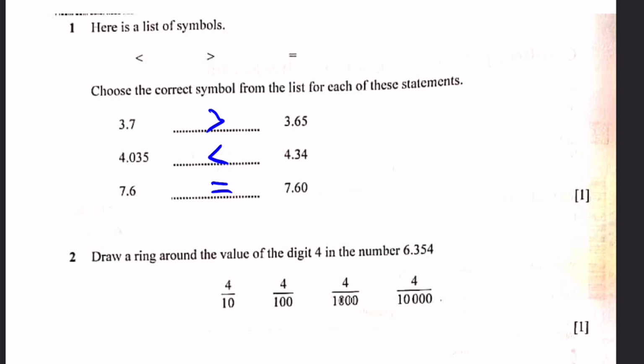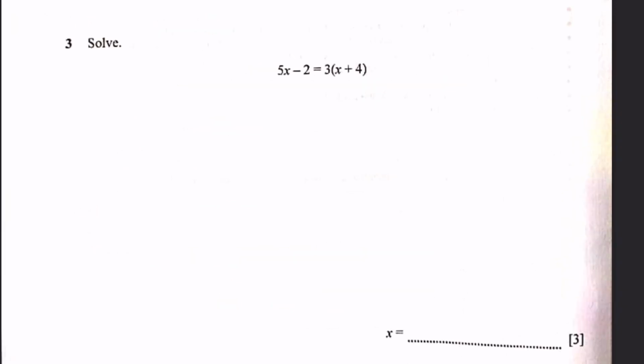Question 2. Draw a ring around the value of the digit 4 in the number 6.354. 4 is in the thousandths place, which means thousandths, since it's in the decimal part. So that means it's 4 by 1000. The answer.